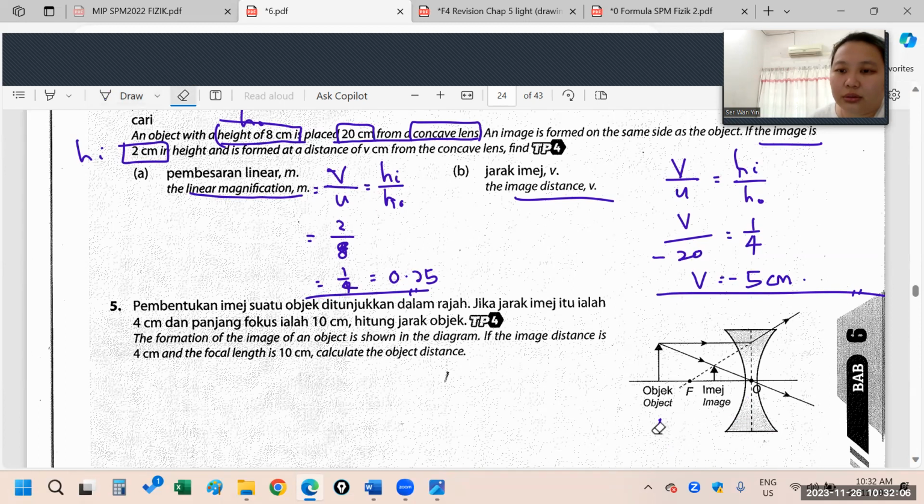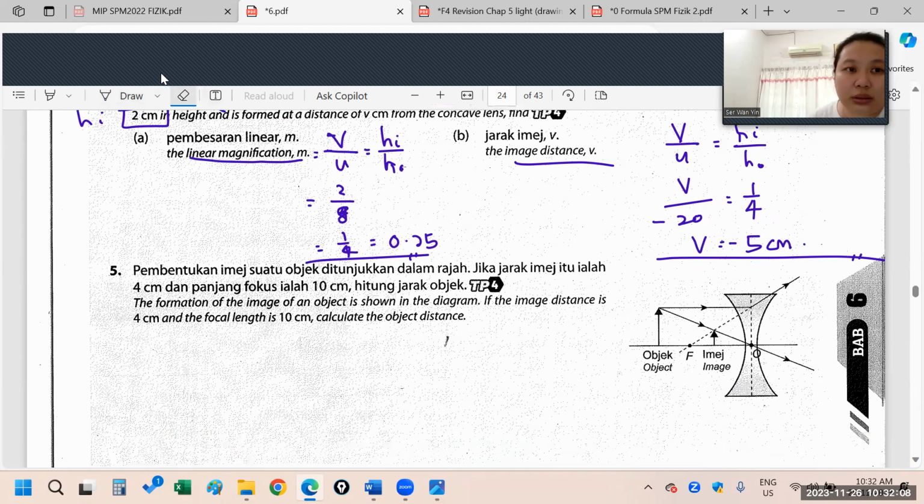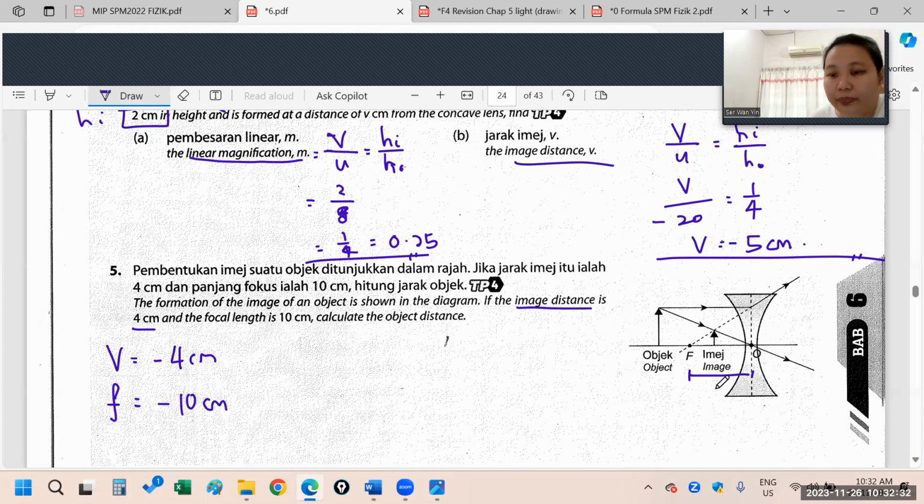Okay, so next. Now, the formation of the image is shown in the diagram. If image distance is 4 cm, before the lens, it's negative. Focal length is 10 cm, also negative. Focal length also negative 10. Okay. Calculate the object distance. U equals how much?